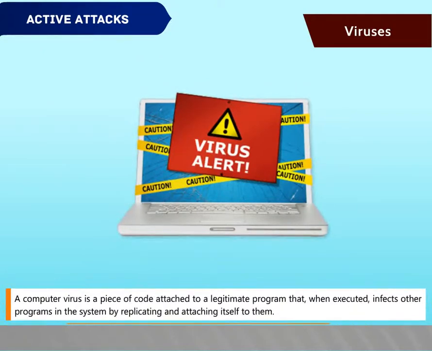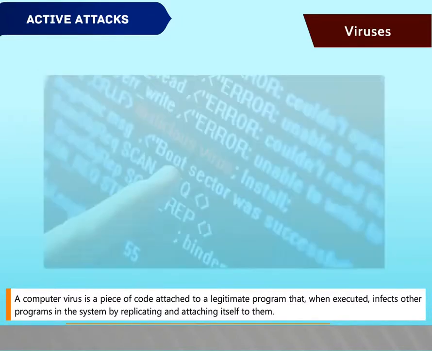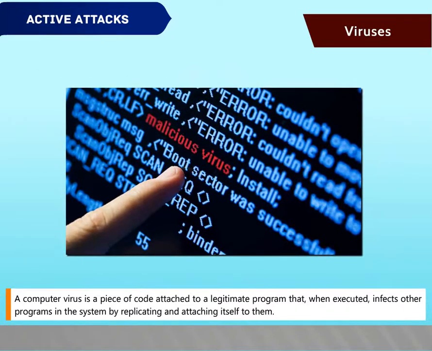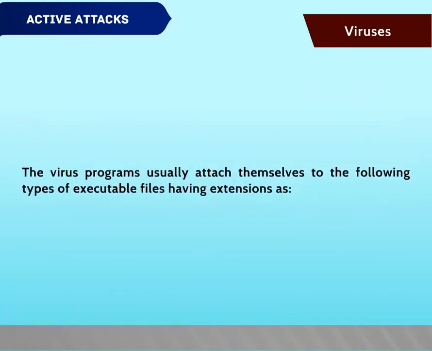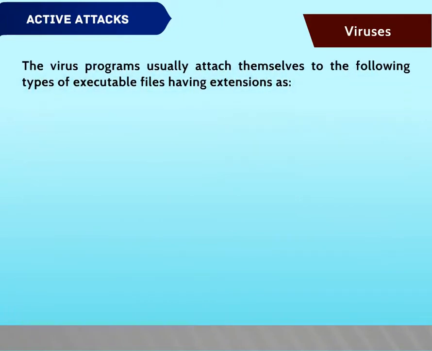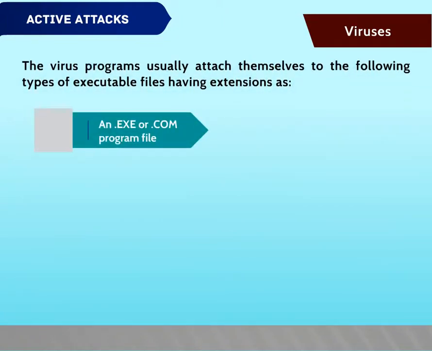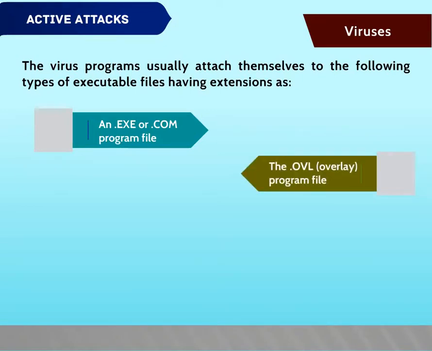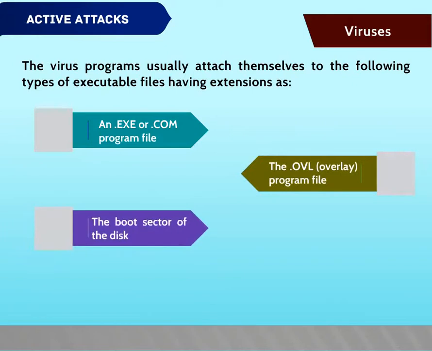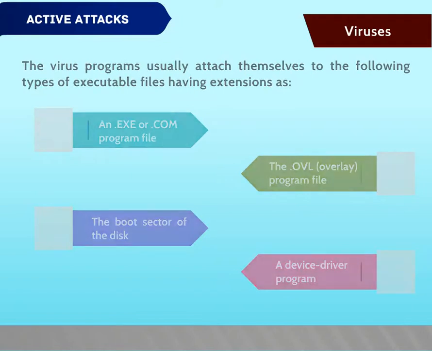A computer virus is a piece of code attached to a legitimate program that, when executed, infects other programs in the system by replicating and attaching itself to them. The virus programs usually attach themselves to the following types of executable files having extensions as: an .exe or .com program file, the .ovl, that is overlay program file, the boot sector of the disk, a device driver program.